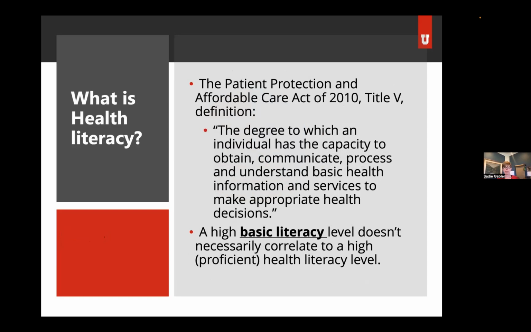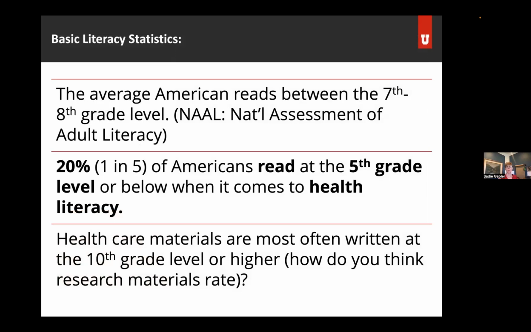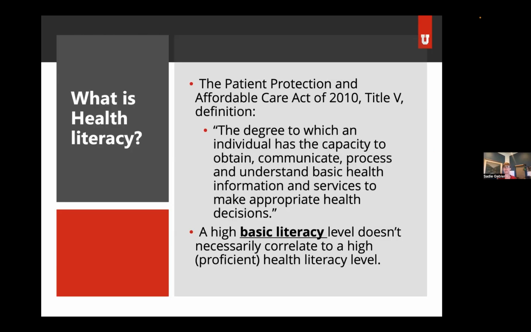As we mentioned in the class standards, what is health literacy? According to the Patient Protection and Affordable Care Act of 2010, Title V definition says that health literacy is the degree to which an individual has the capacity to obtain, communicate, process, and understand basic health information and services to make appropriate health decisions. So a high basic literacy, so I can read and write, doesn't necessarily correlate to a high or proficient level of health literacy. So what is health literacy? Well, from this, we know that's the ability to obtain, communicate, process, and understand, and make informed decisions.